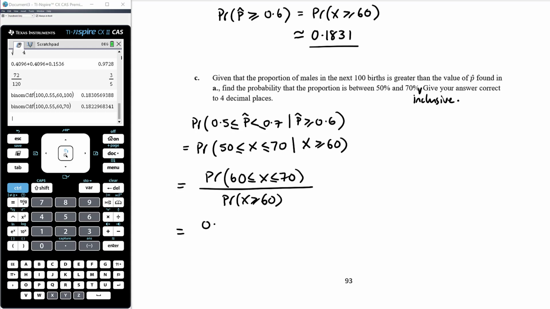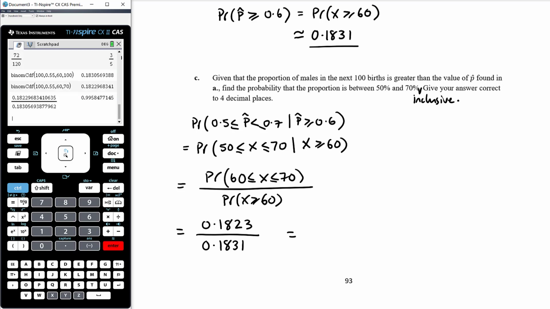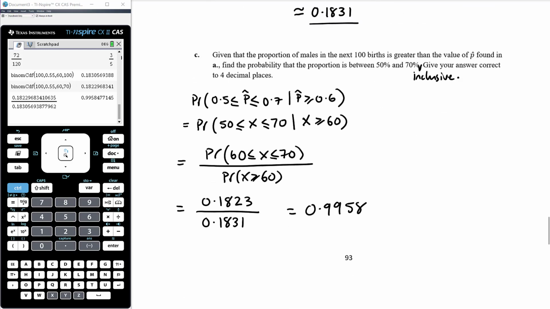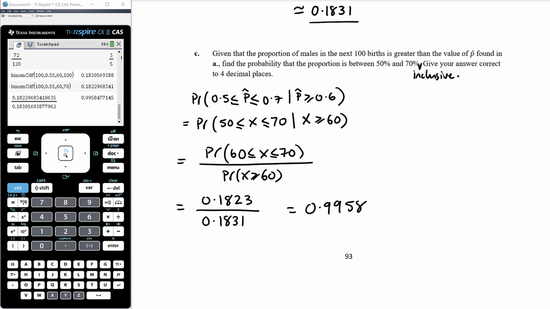So the numerator is 0.1823 over the denominator we found up there, 0.1831. So I'm going to take this value divided by this value, and we find that to 4 decimal places, 0.9958. So it is highly likely that if the proportion is bigger than or equal to 0.6, then the proportion in the sample will be somewhere between 50 and 70%.